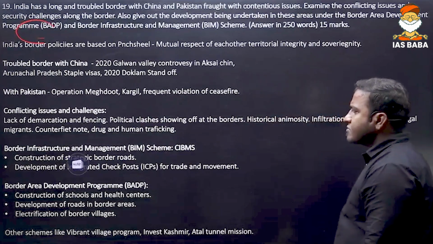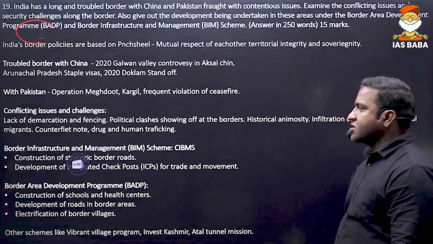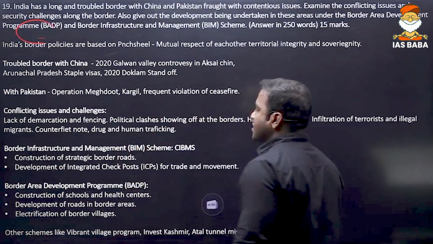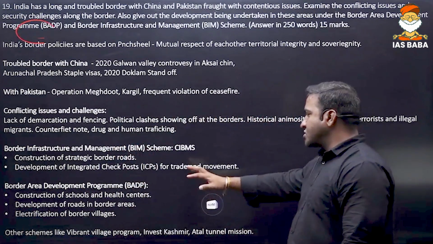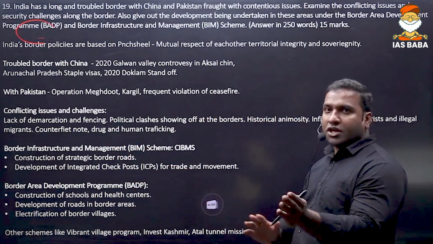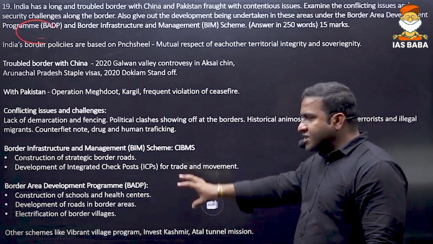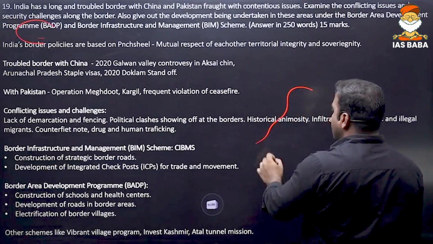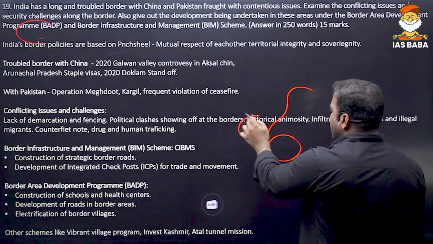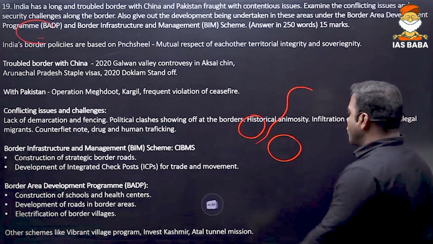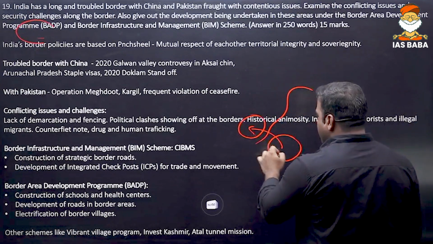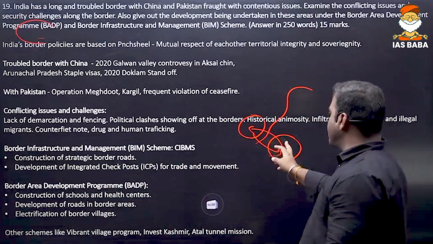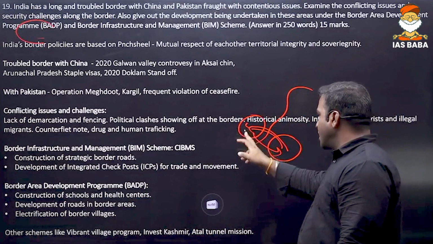Then Border Infrastructure Management Scheme: construction of strategic border roads, that means infrastructure, developing integrated checkposts for trade and movement, and daily commutation of the residents at the borders. One story goes like this: there are people who go every day to Myanmar and come back. Yes, in the northeast, they go for work from India to Myanmar and they come back.